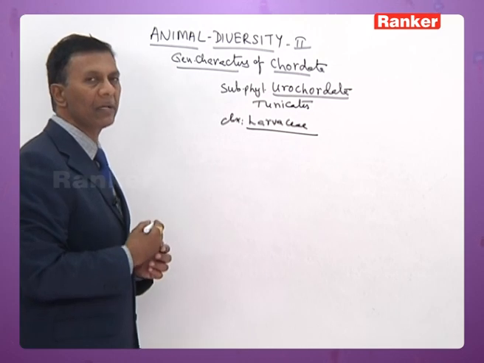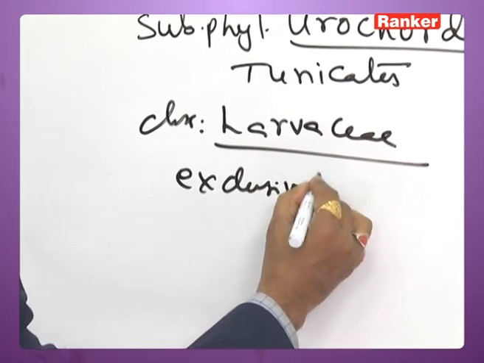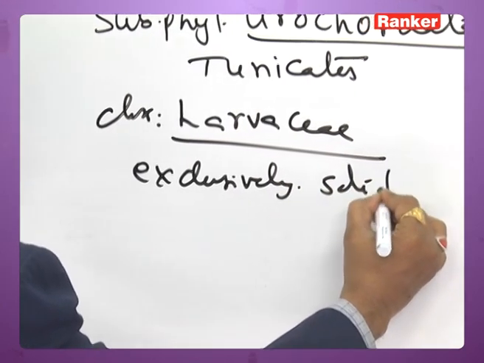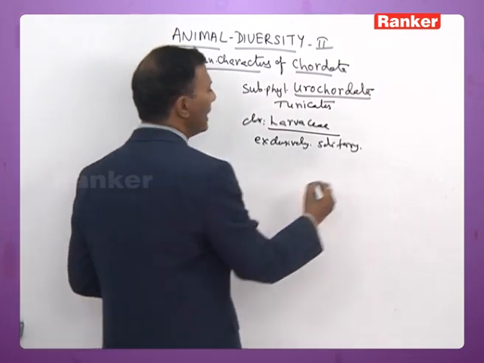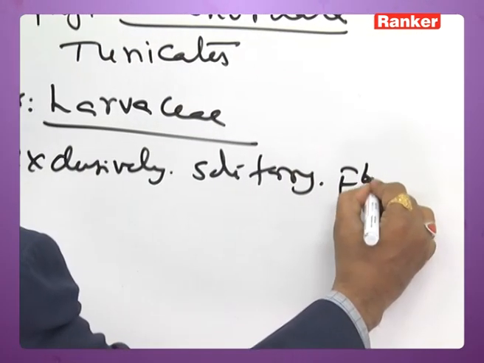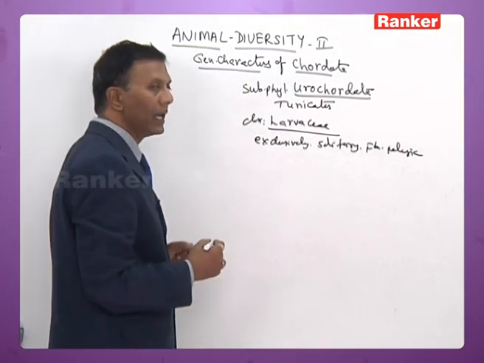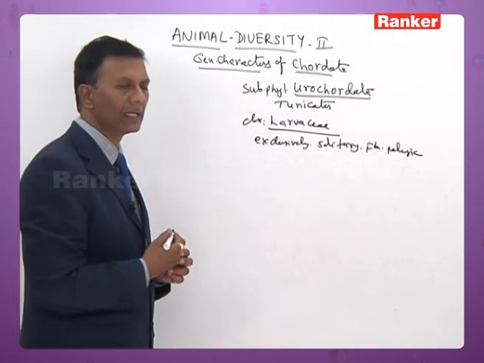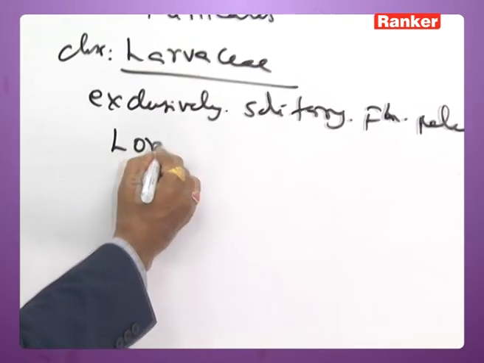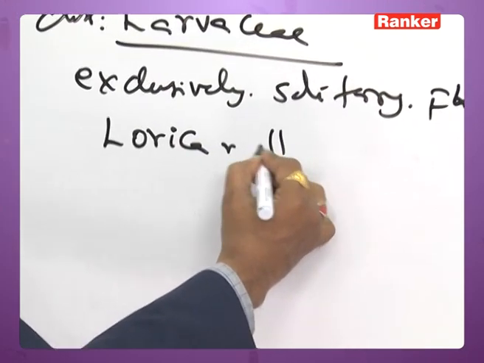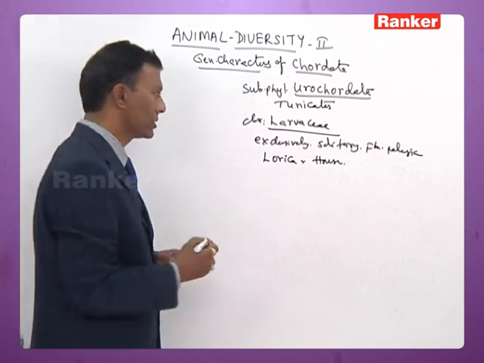Now the Larvaceae members here now, they are all exclusively solitary, free living and pelagic. In Larvaceae members, test is absent. The test or tunic is replaced by a gelatinous sheath called lorica or house.